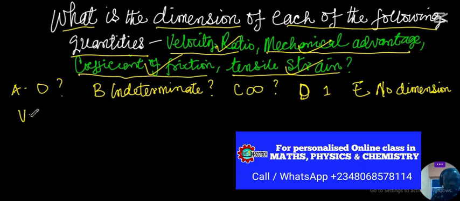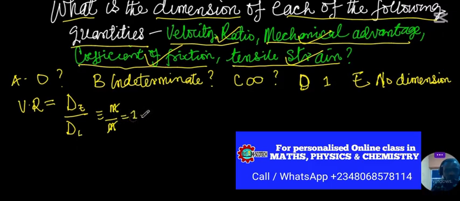Velocity ratio, VR, is given by what? Distance moved by the effort over distance moved by the load. Distance moved by the effort is measured in meters. For this, it's also in meters. So it comes to one. You can say it has no units. What is the ratio? Yes, the ratio. The same thing applies to this.